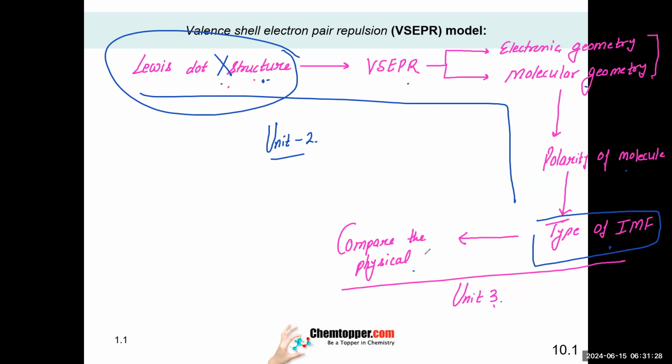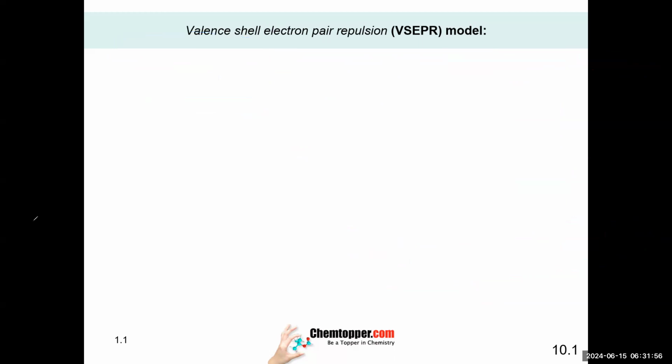Physical properties which are responsible for the change in state of matter, solid to liquid to gas: melting point, boiling point, vaporization, sublimation, fusion, all these words are there. Vapor pressure, high vapor pressure, low vapor pressure, they all depend on physical properties. Big chemistry. Unit 3. So we are ready for VSEPR now. So let's try to understand the meaning.